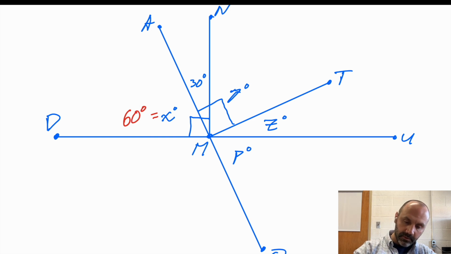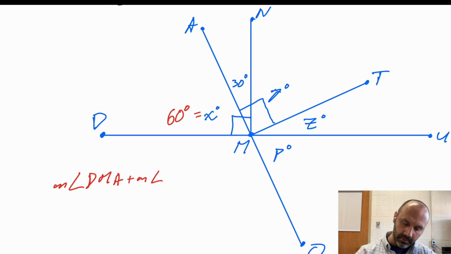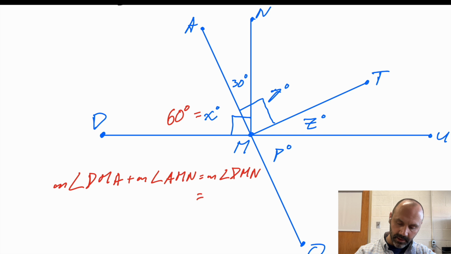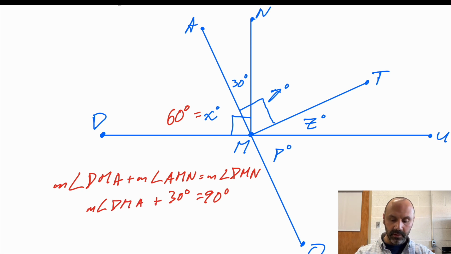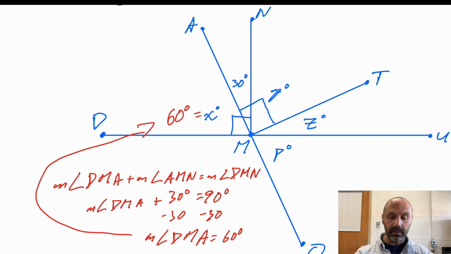If we want to write it out step by step so you can see it, let's see. The measure of angle DMA plus the measure of angle AMN equals the measure of angle DMN. And then we substitute in, this is 90 degrees. And we know that AMN is 30 degrees. So the measure of angle DMA plus 30 equals 90. You subtract 30 from both sides. And so the measure of angle DMA equals 60 degrees. That's how we show step by step that we get that answer.